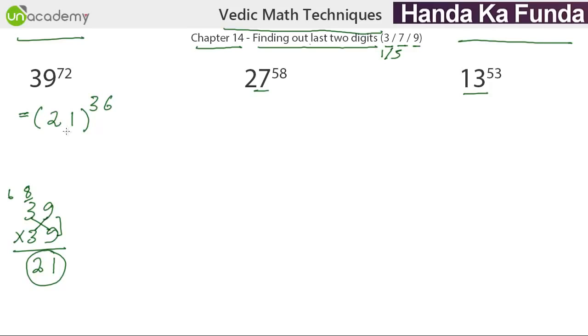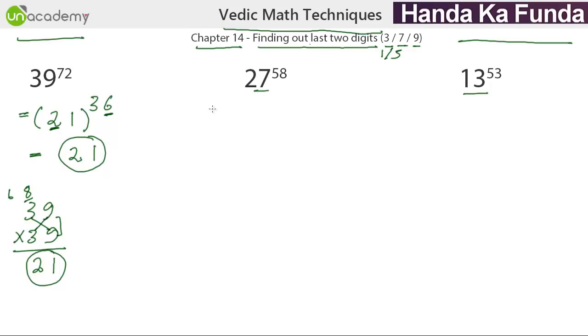And that is all that I need. Once I have it in the form of 21 to the power of 36, what will be the last two digits of this thing? 1 will be there, and 2 into 6. 2 into 6 is 12, or the last digit of that is 2, which gives me 21, and hence I get my answer as 21 in this case. Let's move on to the next one.